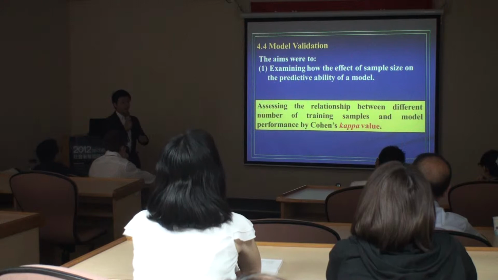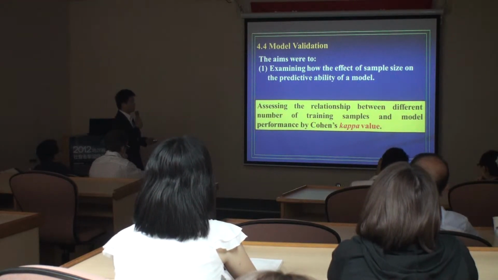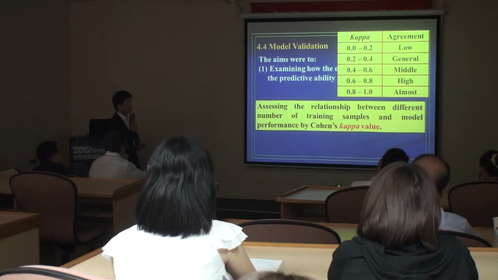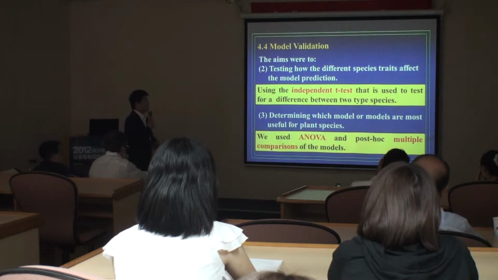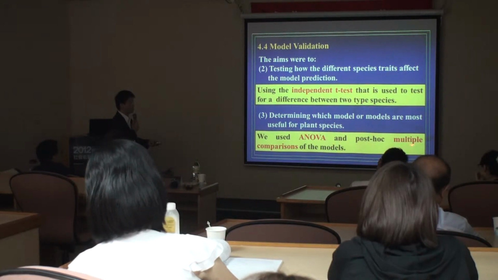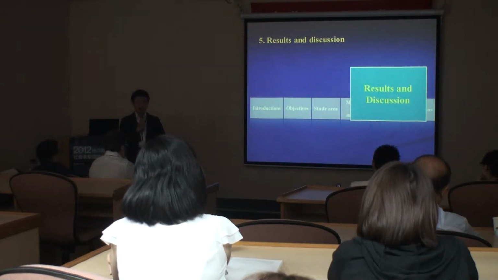Finally, we need model validation as an objective before we talk. First, we check if the sample size is valid by the kappa value. That value is from 0 to 1, an agreement coefficient from low to high. Then we test the species trait by the independent t-test and determine which models we use in the ANOVA test and the post-hoc multiple comparison of the models, and we can know the model difference. And in the next session, we will talk about our study results and our findings.